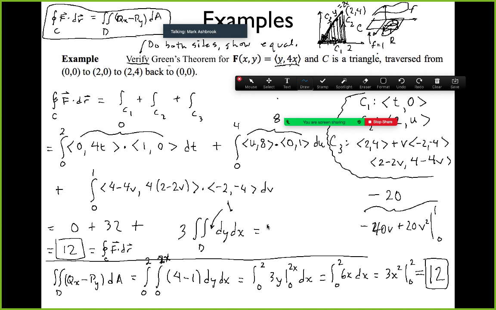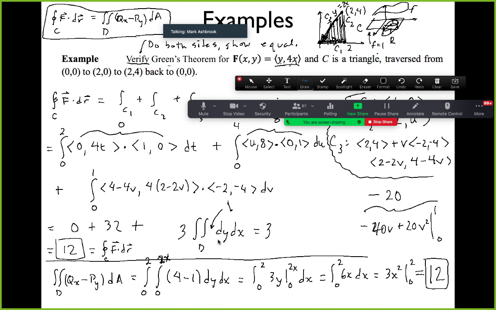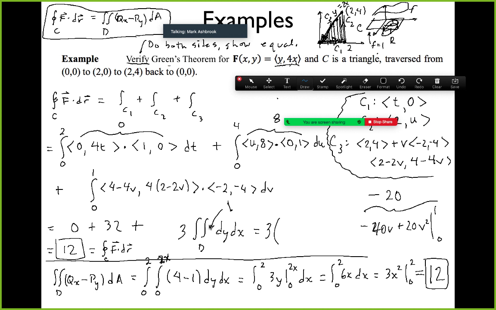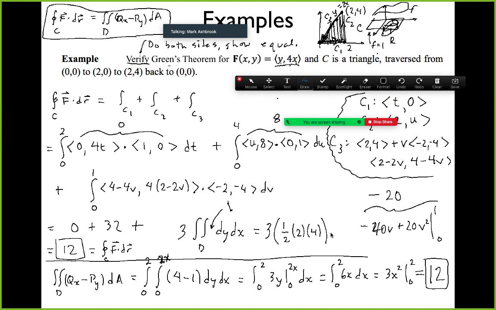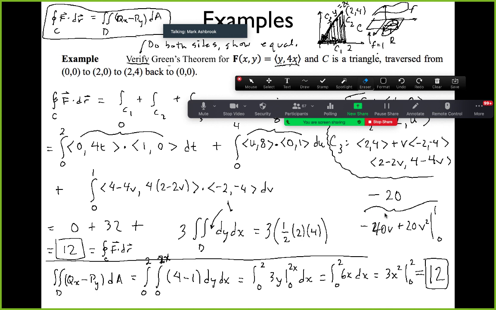And so it's another way to calculate this. If you ever have a double integral of 1 and you can calculate the area geometrically, you don't have to do the integration. So this would be 3 times, what is D? D is a triangle. So you do 1/2 base, the base is 2, the height is 4. But then take 3 times that. 3 times the area of D. Lo and behold, the answer is 12.